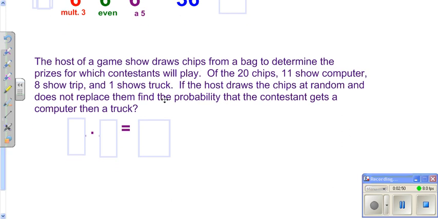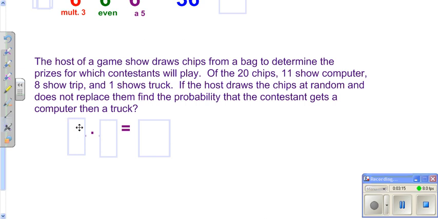Now let's take a look at this. A game show host has 20 chips: 11 show that they get a computer, 8 are trips, and 1 is a truck. He draws a chip at random, does not replace it. Find the probability of getting a computer, then a truck.